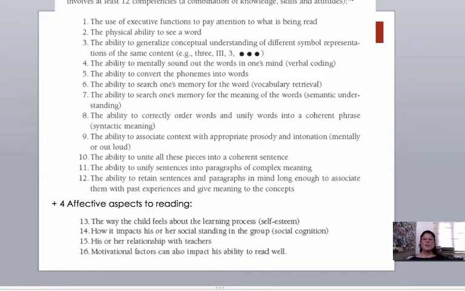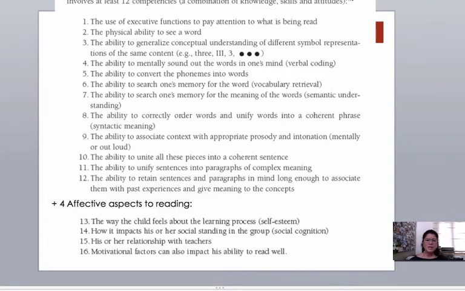The ability to search one's memory for the right word, so vocabulary recall. The ability to understand the meaning of the word, so semantic understanding or semantic memory. The ability to correctly order the words, so this is syntactic structural design of the words so that they make sense to other people. The ability to associate context with appropriate prosody and intonation. So if you say, you know, "I'm pregnant," "I'm pregnant?" "I'm pregnant!" same words, but the intonation changes the concept there.